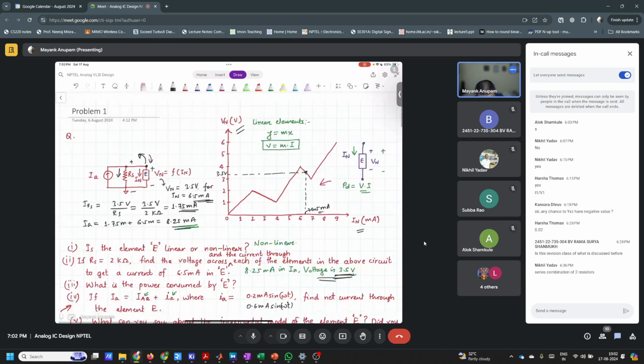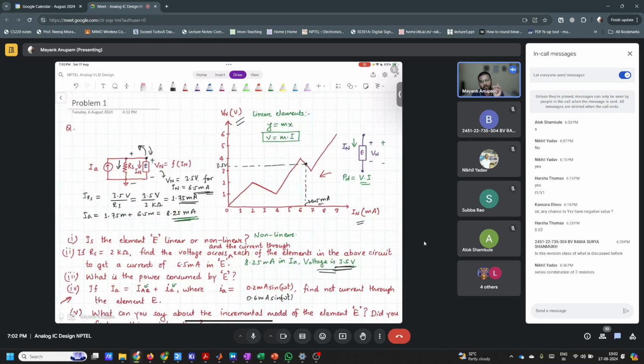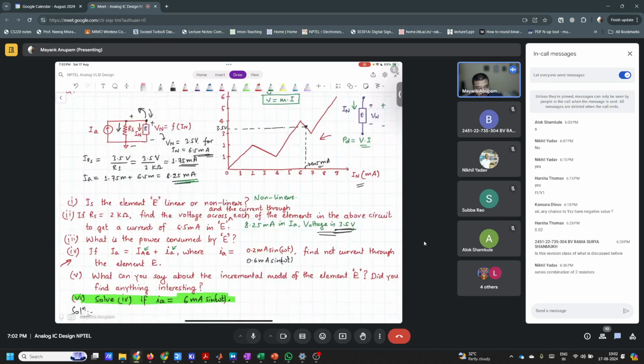But the catch is that the incremental voltage or incremental quantity, the incremental disturbance that you apply around the quiescent point, should be very small. Okay, should be very small compared to the overall quiescent point. The quiescent point voltage should be much larger compared to the small disturbance that you apply. Only then can you use this analysis, incremental analysis.